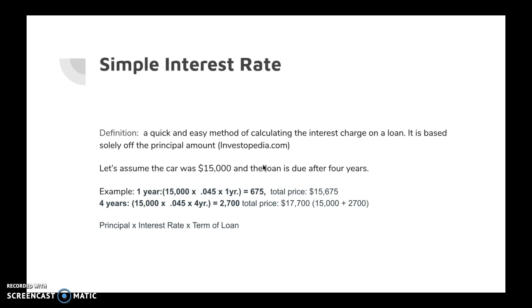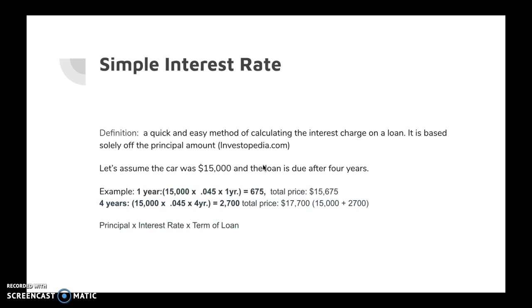So let's just assume the car was $15,000 and the loan was due after 4 years. For our first year, we take our principal times our interest rate times the term of the loan, which would be $15,000 times 4.5% times 1 year, and it equals $675 of interest. We would add that to the principal, and that would be our total price of $15,675.